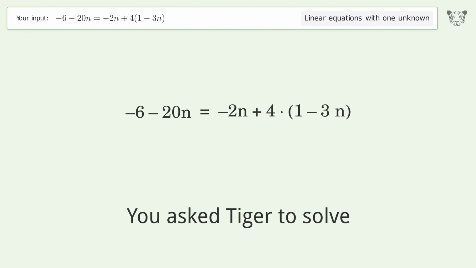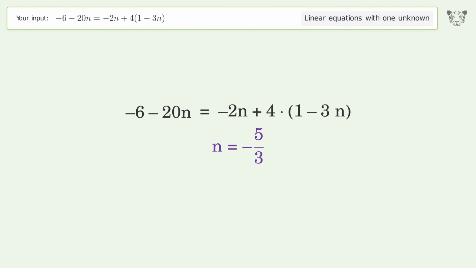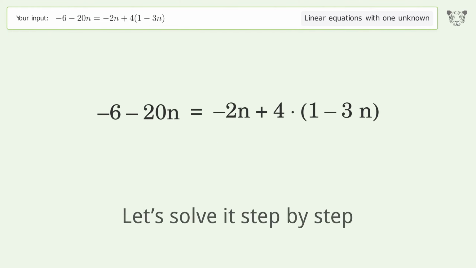You ask Tiger to solve this. This deals with linear equations with one unknown. The final result is n equals -5/3. Let's solve it step by step.